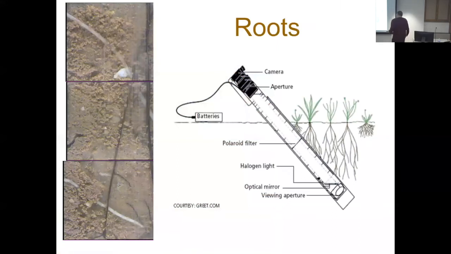So we are interested in roots. What we did is we have this field and we put these mini rhizotron tubes 2 meters deep and looked at roots. We measure every 12 millimeters up to a depth of 2 meters.